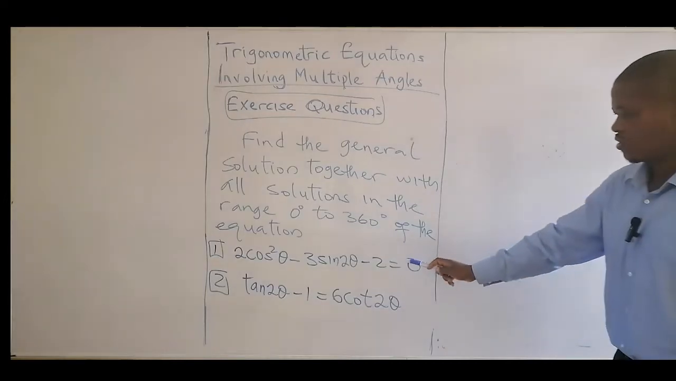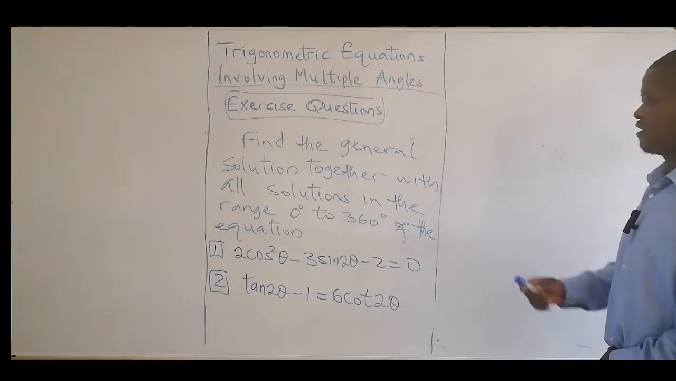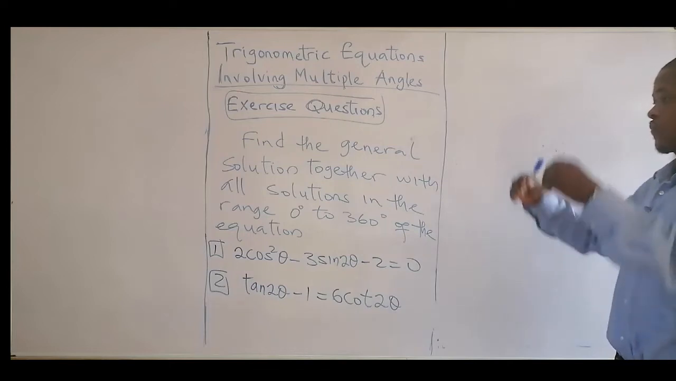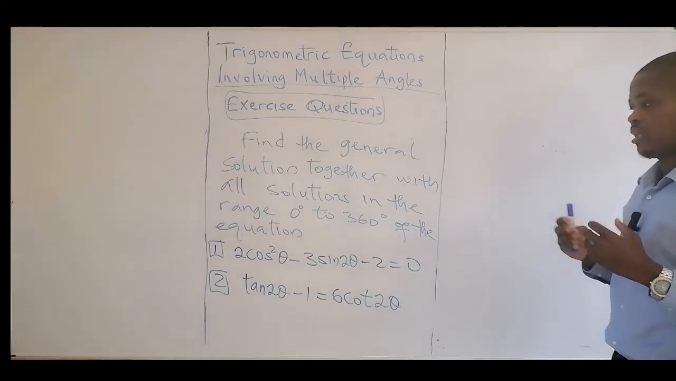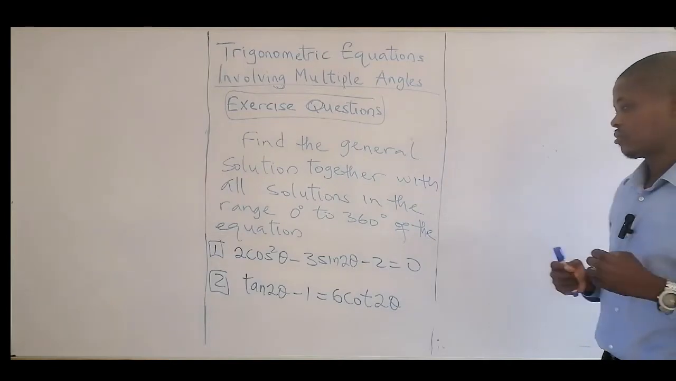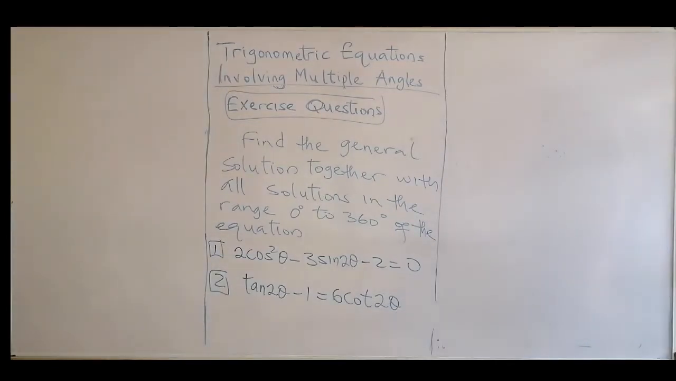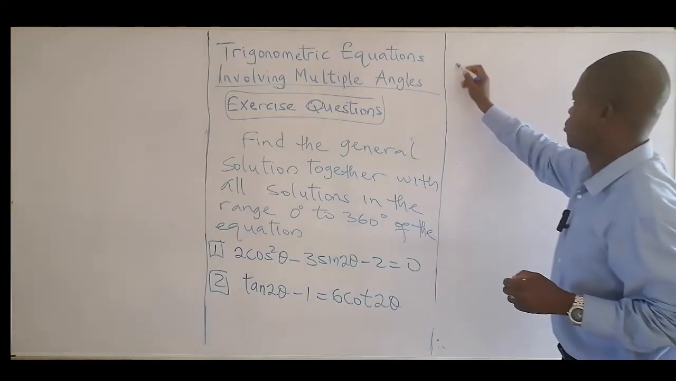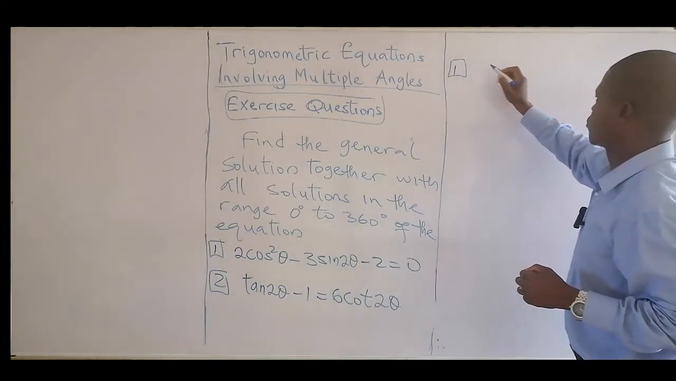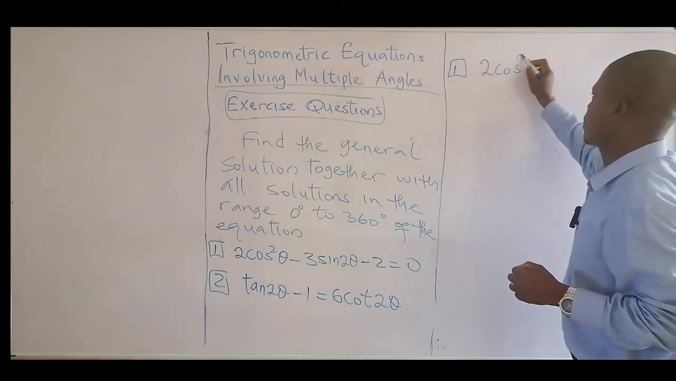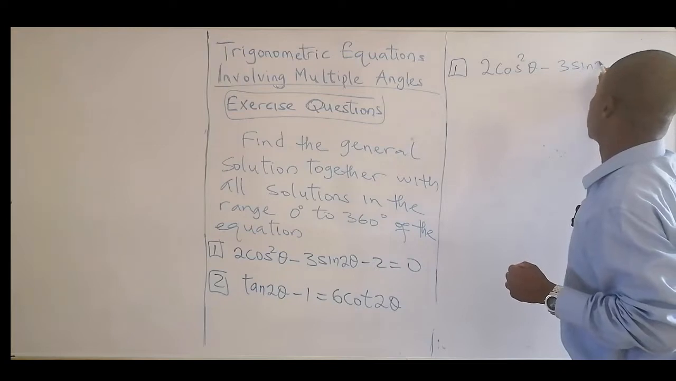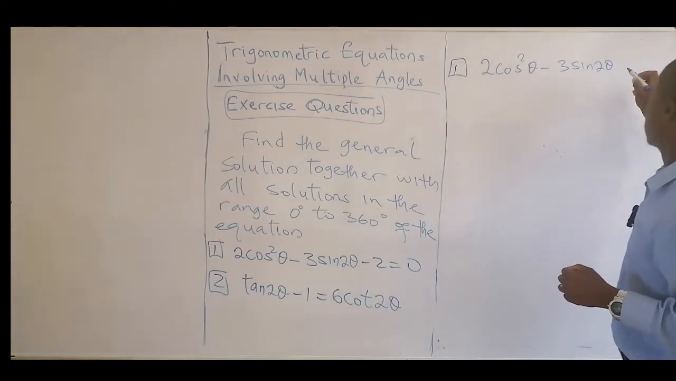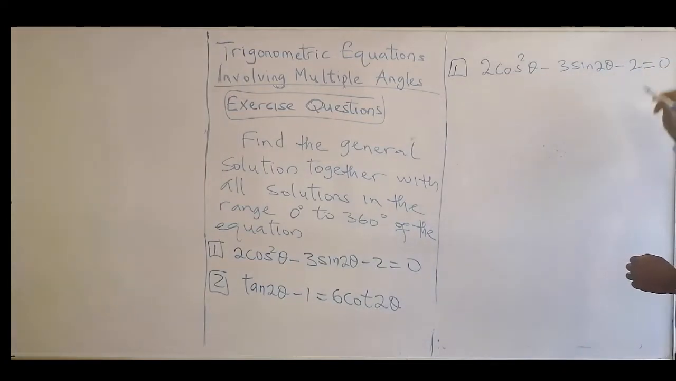We're looking at these two questions. Find the general solution together with all the solutions in the range of 0 to 360. Let's go straight to the first question: 2 cos squared theta minus 3 sine 2 theta minus 2 equals 0.